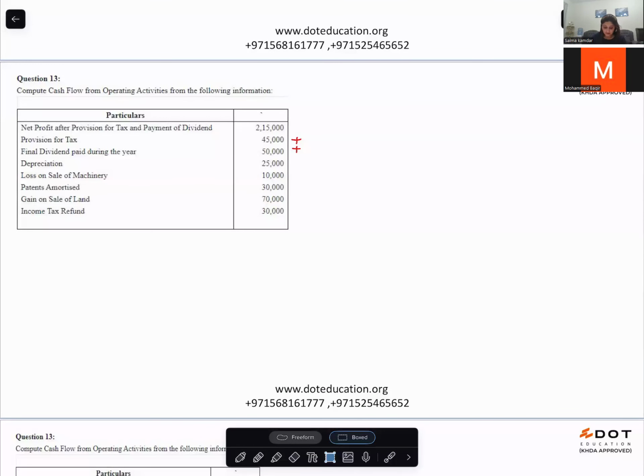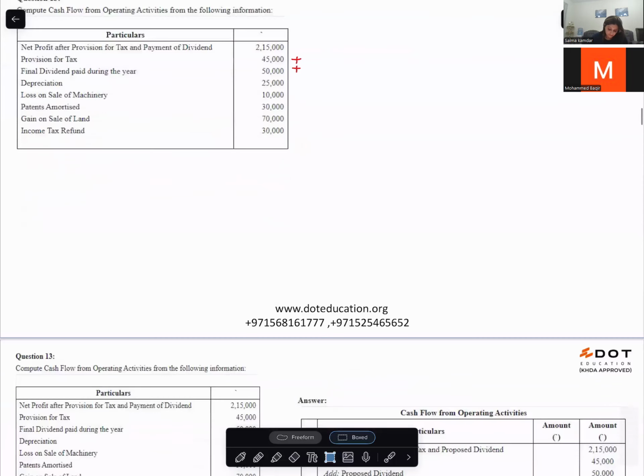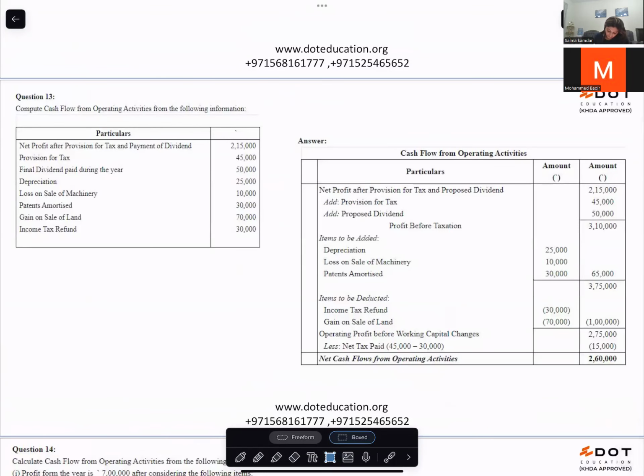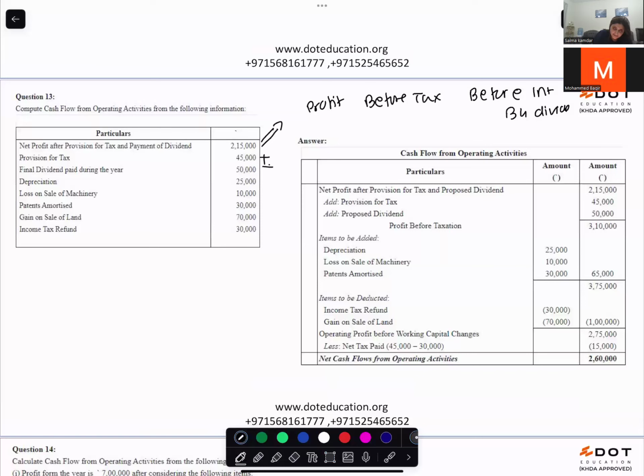Ma'am, first we'll do net profit. It is given here: net profit after provision for tax and payment of dividends. We want profit before tax, before interest, before dividend. So for that we will have to add provision for tax and proposed dividend. So you will add this.